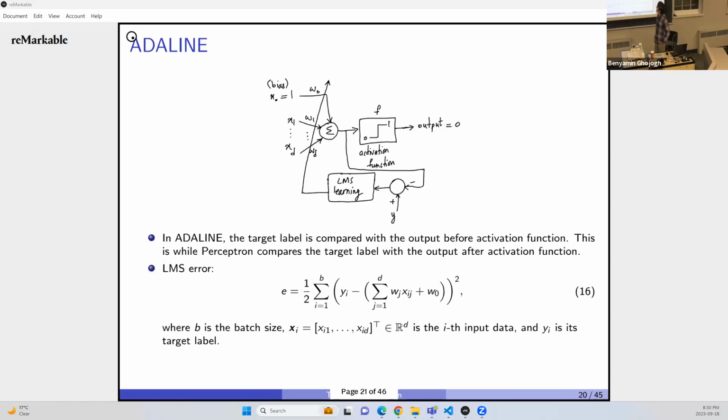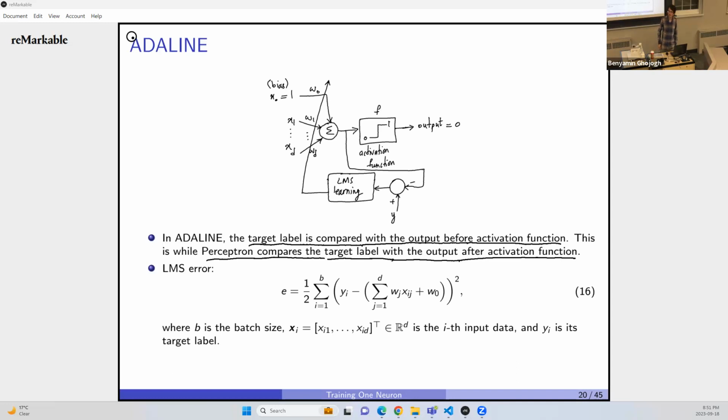Okay. So this is the structure of ADALINE. One big difference compared to Perceptron is what? The output comes from before the activation function rather than after the activation function, right? That's one thing. Another difference is what? The learning part, exactly. Rather than Hebbian learning, we have LMS learning, right? So in ADALINE, the target label is compared with the output before the activation function. This is while Perceptron compares the target label with the output after the activation function.